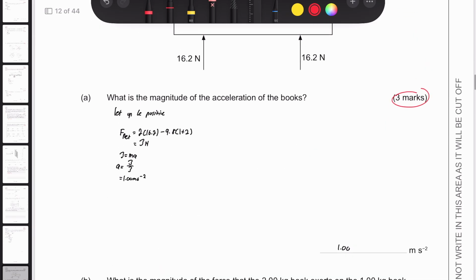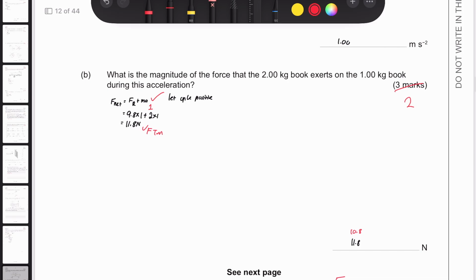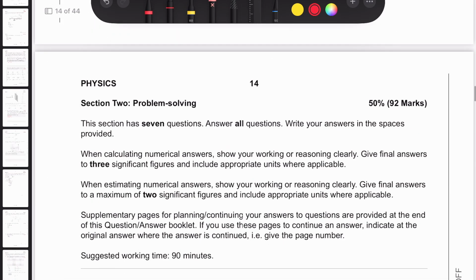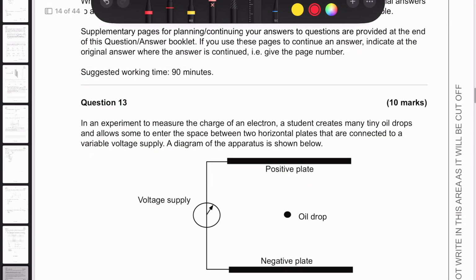I'm gonna need to sneeze in a second. That's me sneezing. So yeah, we lost the 3 marks there.